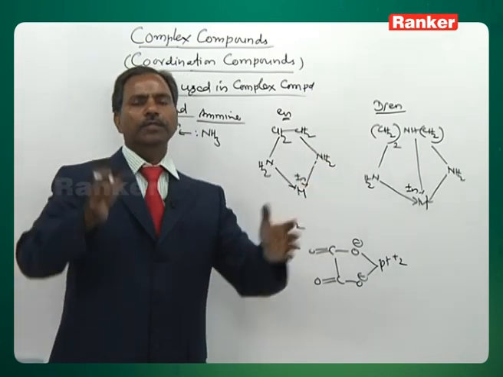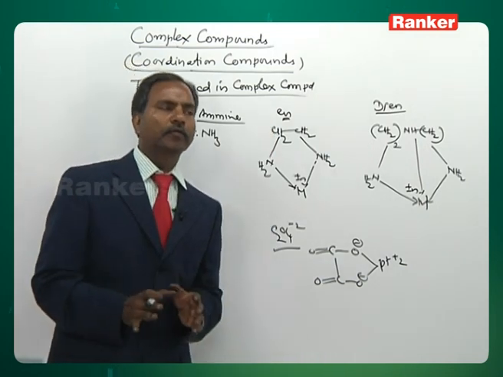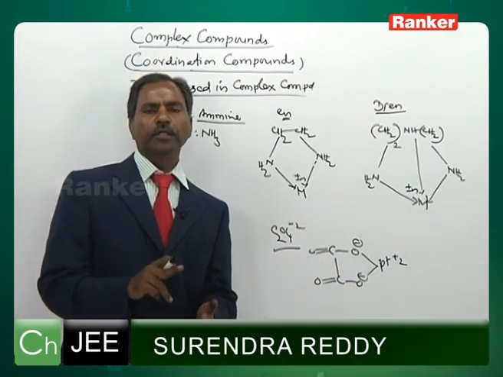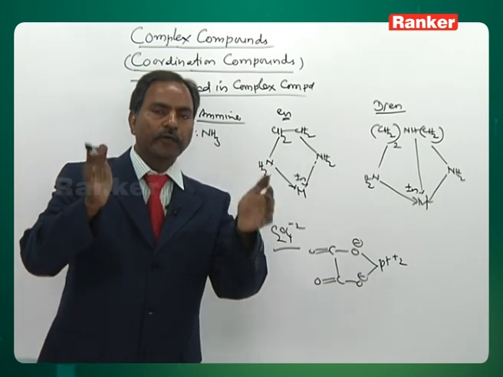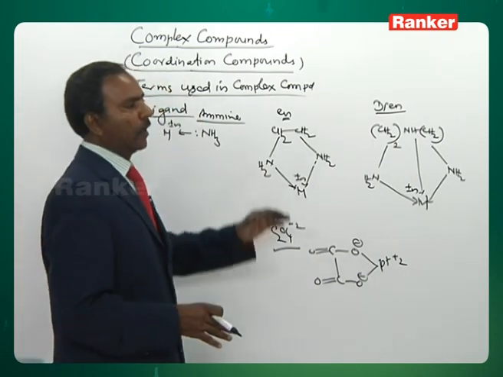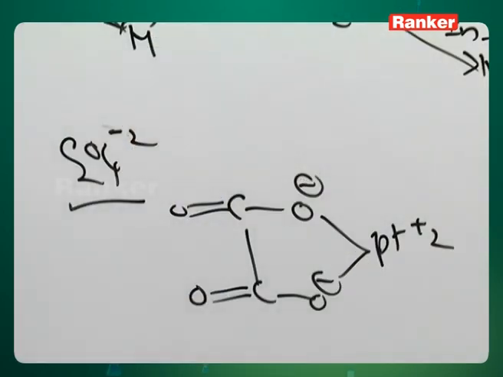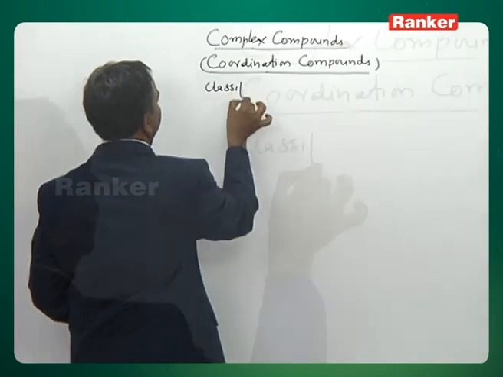Now, in a tabular form, I will show the different types of ligands. Ligands are important: each ligand, its structure, density, charge, and how it is shown and abbreviated in a complex. I will give in tabular form some of the important ligands. Classification of ligands based on charge and density.